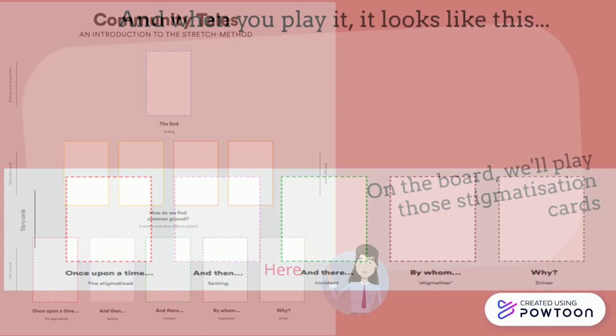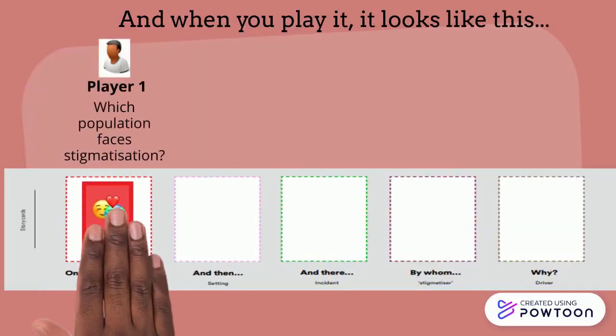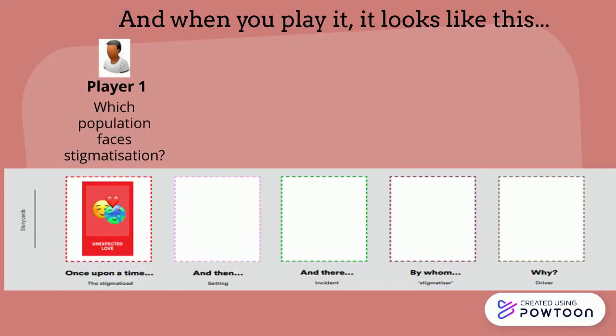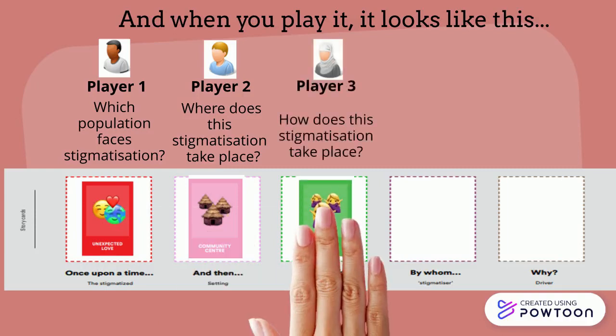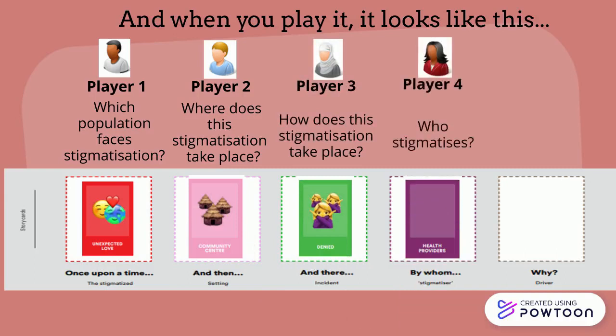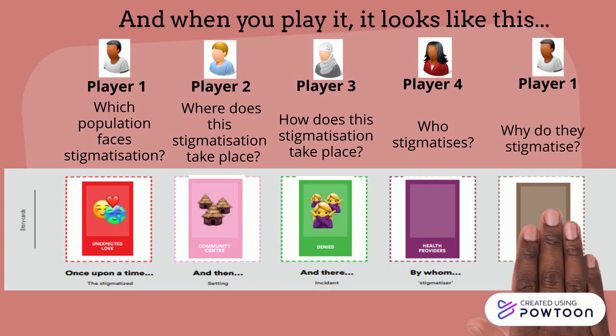When you play it, it looks like this. Player 1: Which population faces stigmatization? Player 2 adds: Where does this stigmatization take place? Player 3: How does this stigmatization take place? Player 4: Who stigmatizes? Back to player 1: Why do people stigmatize?